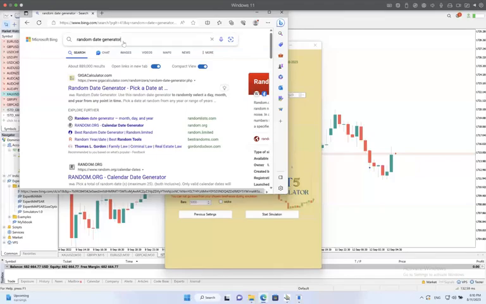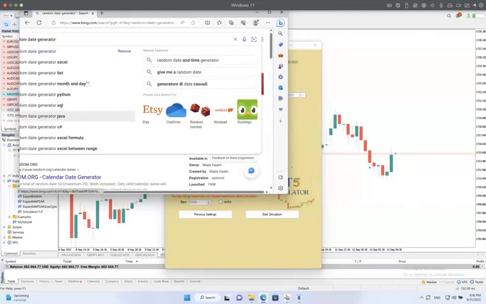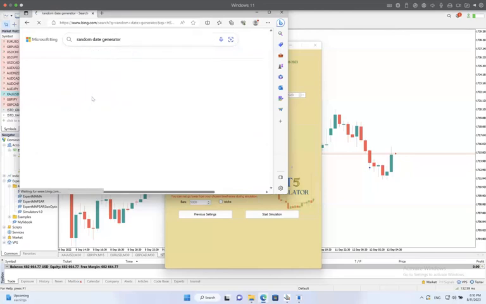Record on this computer. Okay, perfect. It's recording now. Random date generator. Go over here. We need this.